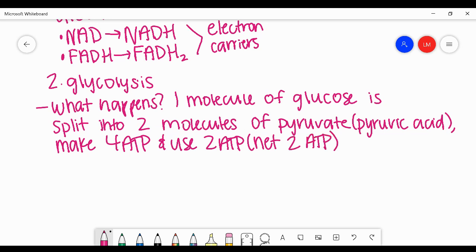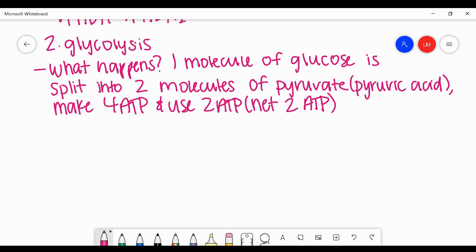Because the whole point of respiration is to make energy, we're going to keep track of how much we're making at each of these steps. So during glycolysis, we split glucose in half. We make 4 ATP, but we have to use 2 to help break some of these bonds. So we're only really gaining 2 ATP. The location of this process is in the cytoplasm.